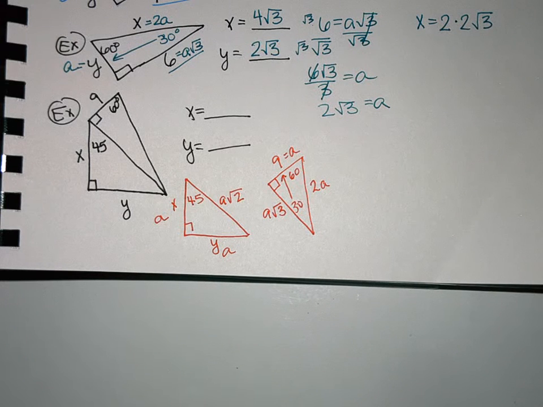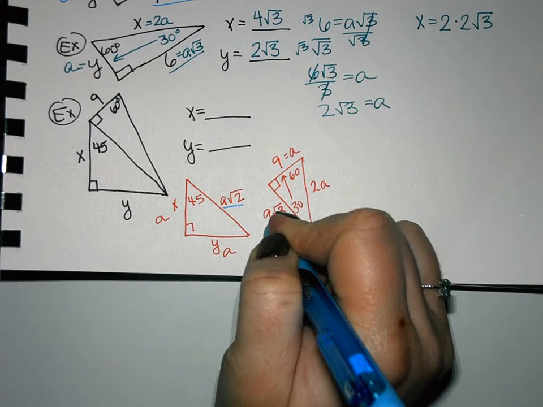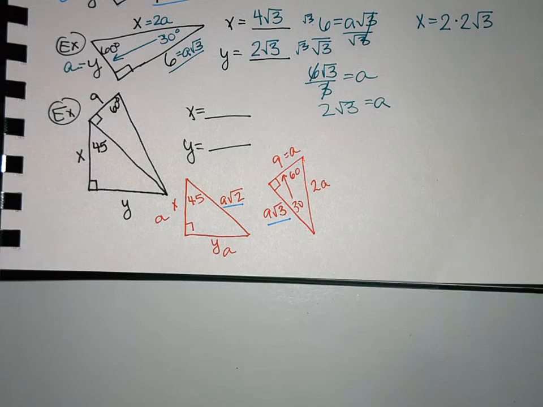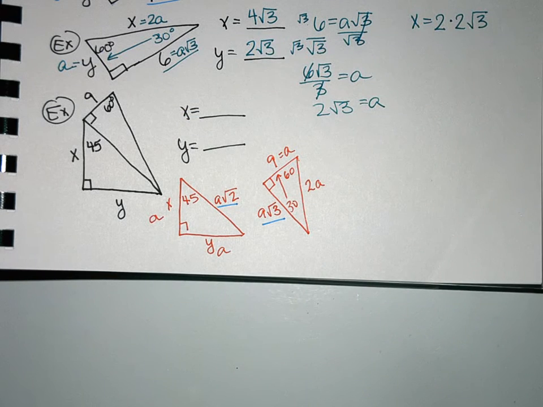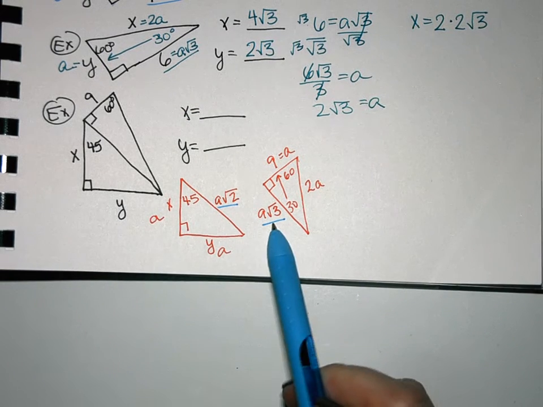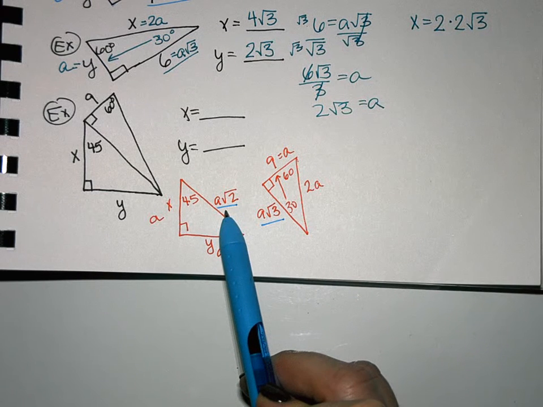Maddie, what were you saying? I heard you. What do you notice about the two triangles? They share a side. Which side? The hypotenuse. This a root 2 and this a root 3 are the shared side. So the longest leg of the 30, 60, 90 and the hypotenuse are equal. So that means if we can find the longest leg, we can set that equal to our hypotenuse to find A. So let's go through.